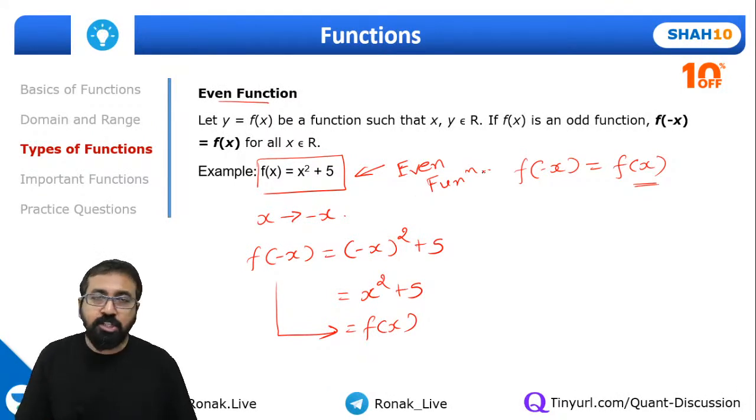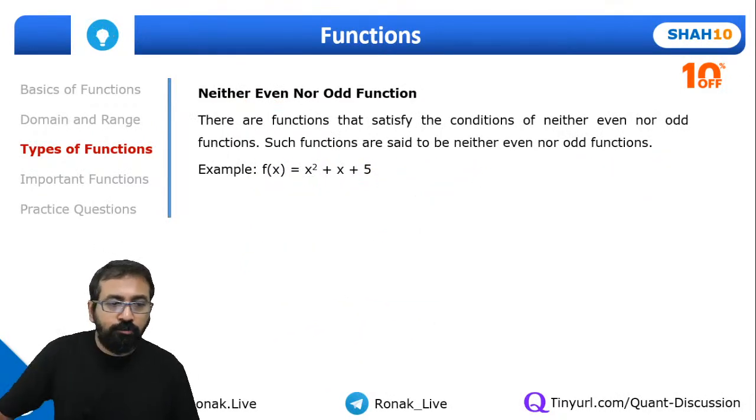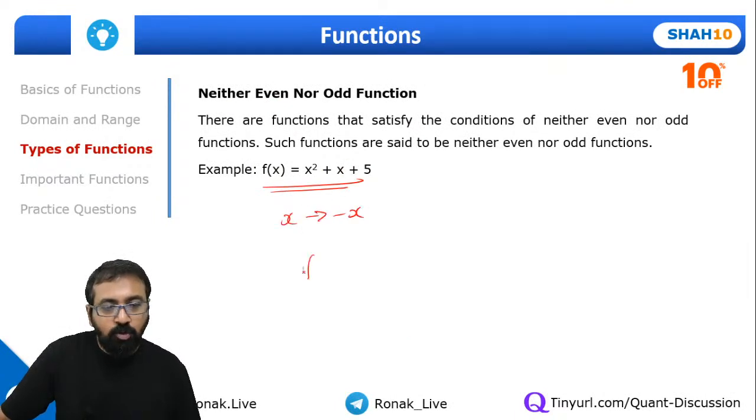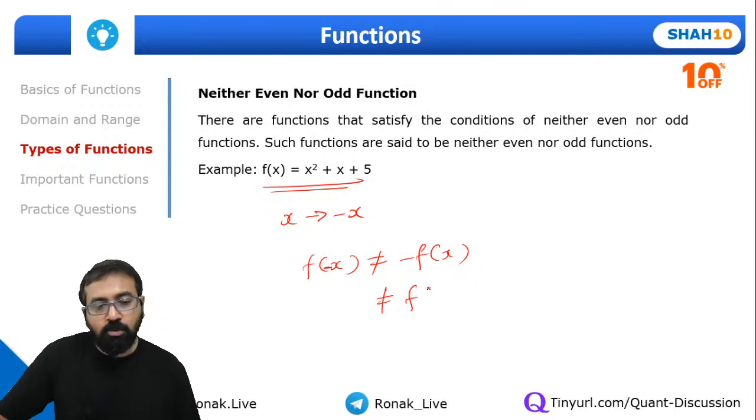So there can be some function which is neither even nor odd. If you check over here, if you replace x with minus x, then you will get f of minus x, which will not be equal to minus f of x. f of minus x will also not be equal to f of x. So this kind of function is neither an even nor an odd function, right?